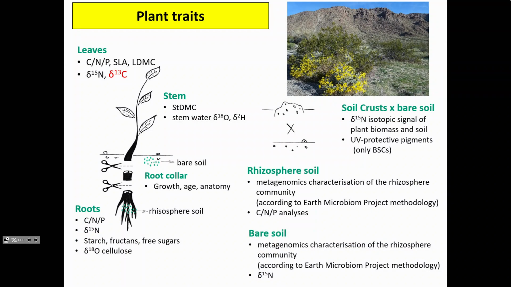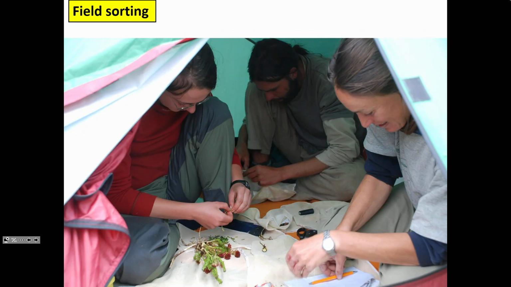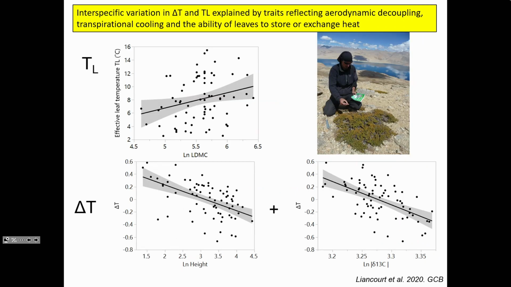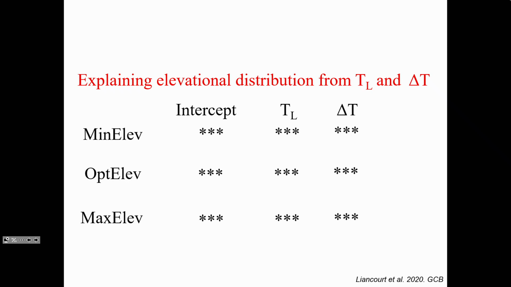And then we measured the traits, LDMC, plant size, and water use efficiency, collecting the plants, sorting them, etc. in the field. And then we made a correlation or regression, and we found out that indeed leaf temperature is pretty much, as predicted, related to leaf thickness, LDMC. The extent of decoupling is pretty much related to the plant size, and the same applies to water use efficiency as predicted. So then we made a regression between TL and delta T and species elevation optima, minima, maxima. And we found a good match.